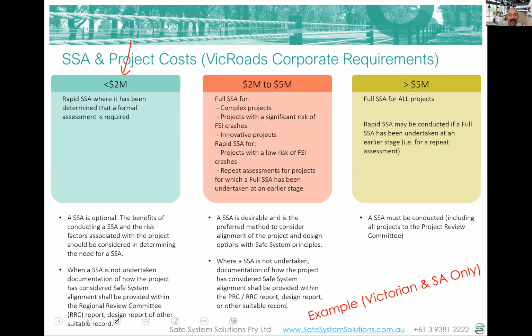Some sort of assessment, but we'll really leave it up to you as to whether you think that would add value or not. Between 2 million and 5 million, it has to be done, and it's just a decision as to whether it's a full safe system assessment for anything that's complex or poses significant risk, or whether it's a rapid for the lower risk projects. And above 5 million, full safe system assessment for everything. Anything being built by the Victorian government that interfaces any way at all with a road, and it's above $5 million, has to have a full safe system assessment undertaken on it.